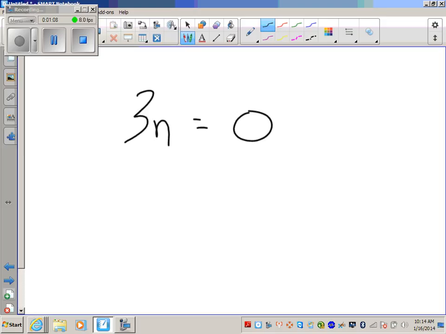Marlia, what's happening to n? By 3. The opposite is to divide both sides by 3. n would equal 0. How do you test it? Plug in a 0 for n. 3 times 0 just equals 0. Good. 2 for 2.